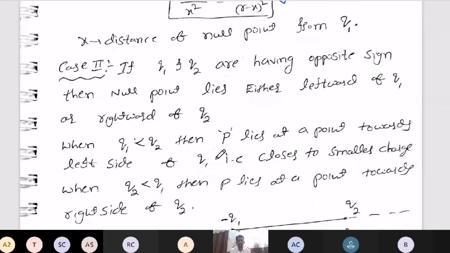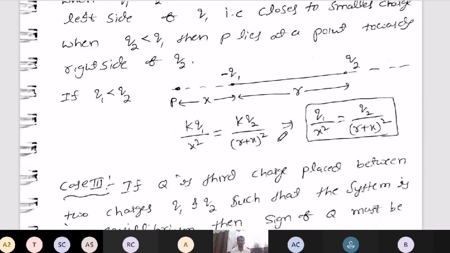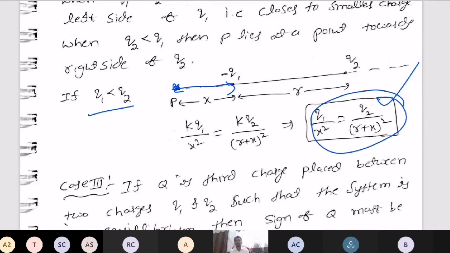Next, if Q1, Q2 are opposite, then I told you either left side or right side you will get the null point. That depends on the magnitude of Q1 and Q2, and it always lies closer to the smaller charge. Like here, first case, if Q1 is less than Q2, then the point lies near Q1, left side, at a distance x. Then the distance from Q1 is x, but the distance from Q2 will become r plus x. Now the condition will become this one.